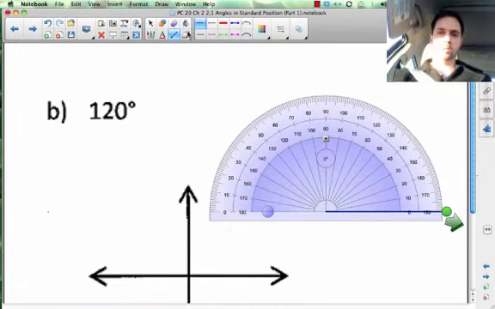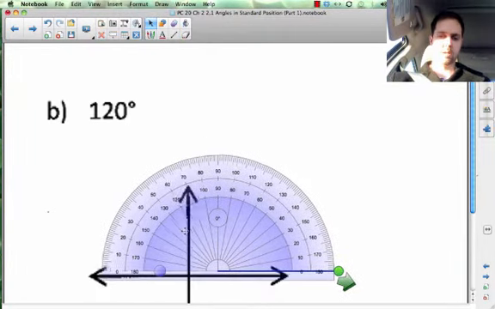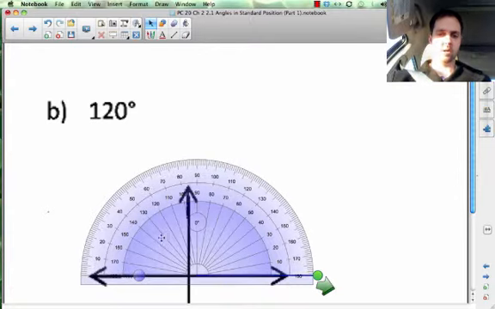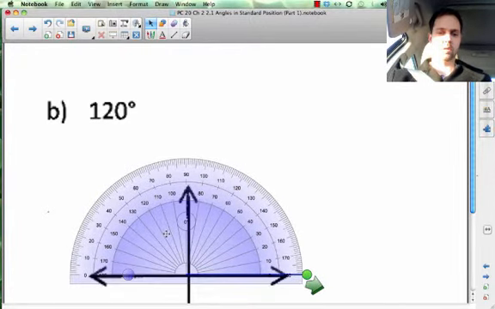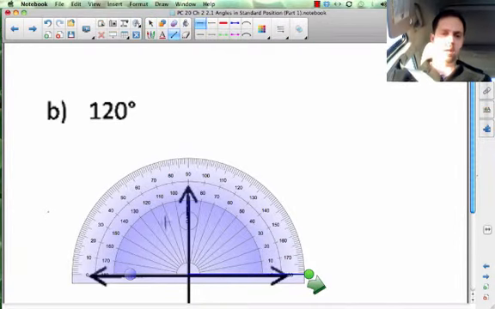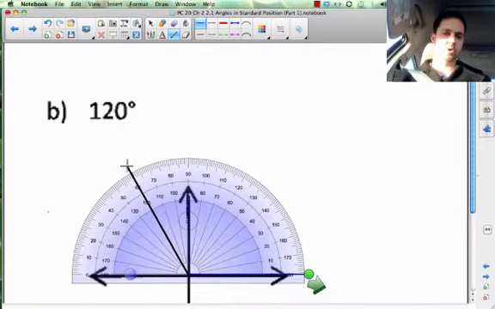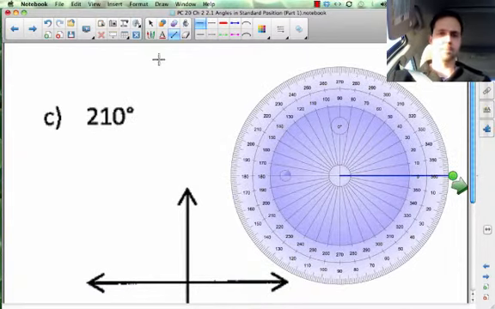All right, so let's try another one. 120 degrees. Again, center your crosshairs on the origin of your Cartesian plane and find 120 degrees. Start your line from the origin and go straight to the dot that you made. Okay, nothing too groundbreaking here.